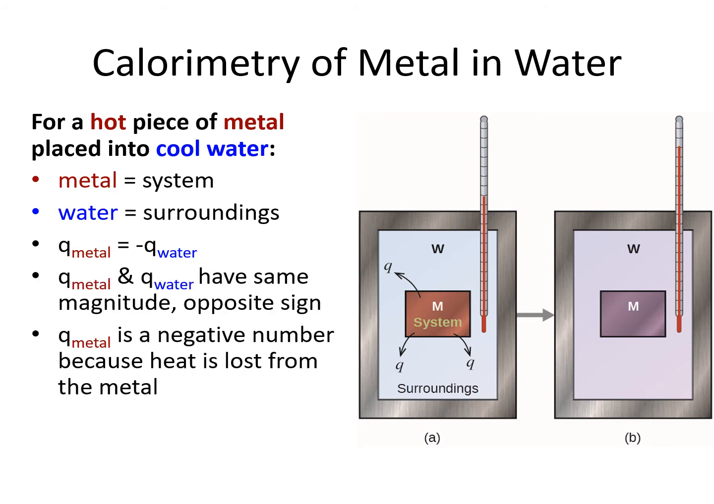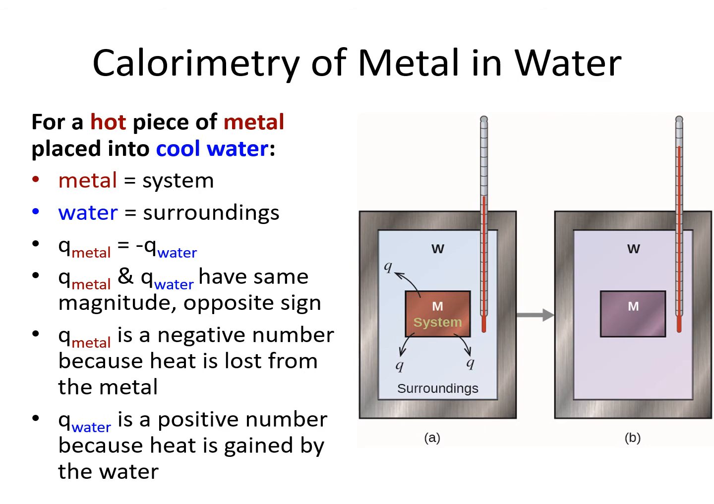So in this case, the Q of the metal is going to be a negative number because heat is going out of the metal. Heat is lost from the metal. You can think of it as being subtracted from the metal. So the Q is going to have a negative number for the metal. For the water, it's going to be a positive number because heat is being added to the water. It's being gained by the water.